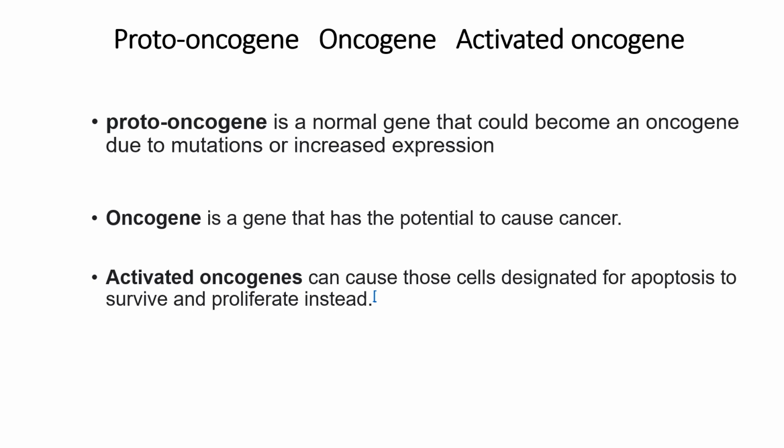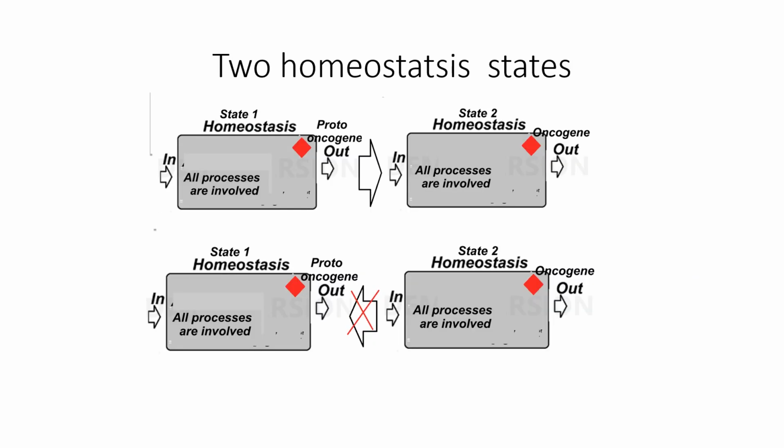A proto-oncogene is a normal gene that could become an oncogene due to mutation or increased expression. An oncogene is a gene that has the potential to cause cancer, and an activated oncogene is already a gene in a state of cancer. So we look at two states. One state is marked by the proto-oncogene. This is the indicator of the state. And the other state is marked by the oncogene.